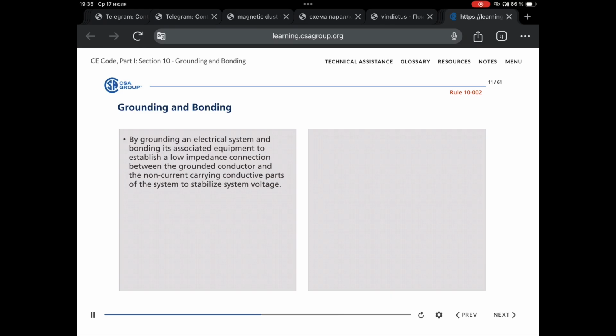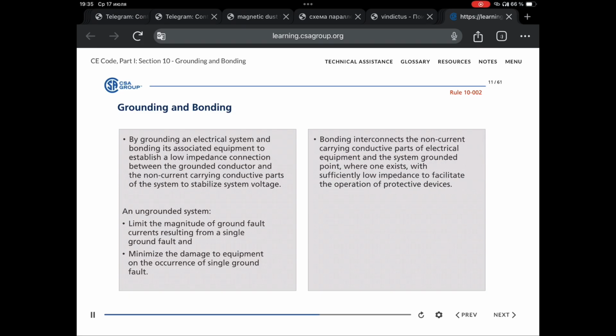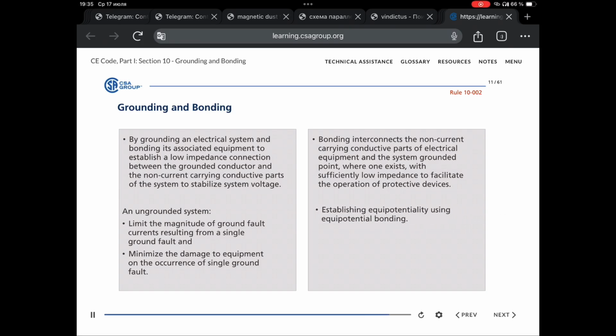An ungrounded system limits the magnitude of ground fault currents resulting from a single ground fault and minimizes the damage to equipment on the occurrence of a single ground fault. Bonding interconnects the non-current carrying conductive parts of electrical equipment and the system grounded point, where one exists, with sufficiently low impedance to facilitate the operation of protective devices, and by establishing equipotentiality using equipotential bonding.